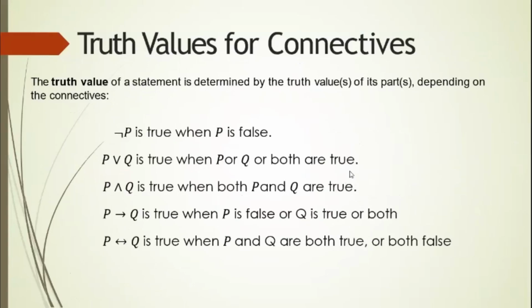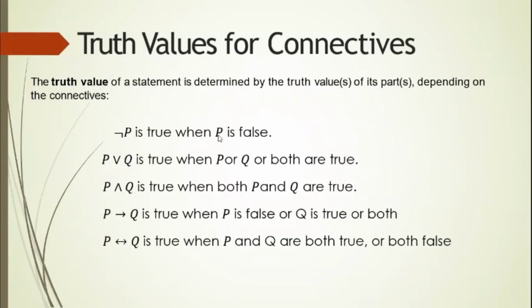So what would be the truth values for these connectives? Not P is true when P is false. So let's say, for example, you are asked to get the negation, meaning the opposite. Not raining. So what's the opposite of not raining? It's sunny, right? If it's not sunny, then it is raining.